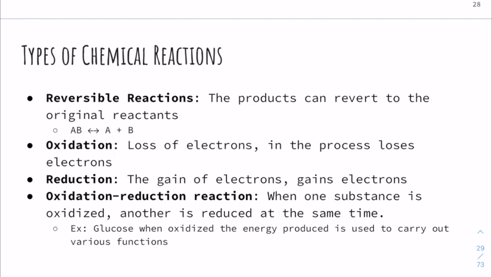A good example in the body is glucose. When oxidized, the energy produced is used to carry out various functions. As we said, glucose can be broken down into ATP, and we get anywhere from 2 up to 32 ATPs, depending on the different pathways, which we'll learn about later. Then the ATPs are used throughout the body to let you walk, talk, think. ATP is used in your brain to process different activities, lets you think, lets you study. You're using ATP just to study.